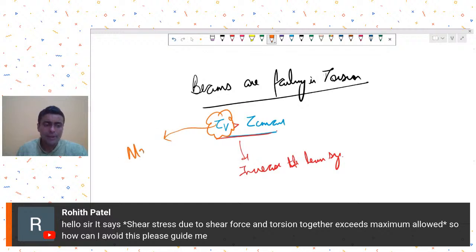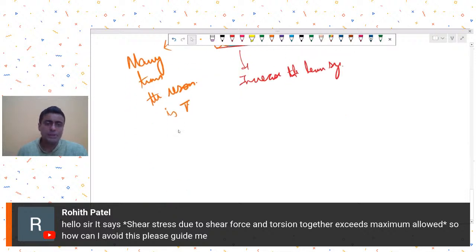Many times the reason for this high tau v is torsion. So there is torsion in your beam, and that torsion in your beam, because as per the IS code when we are designing for torsion, how do we convert the torsion into shear? So if I remember correctly, we have this type of formula, 1.6 Tu upon b, something like this.